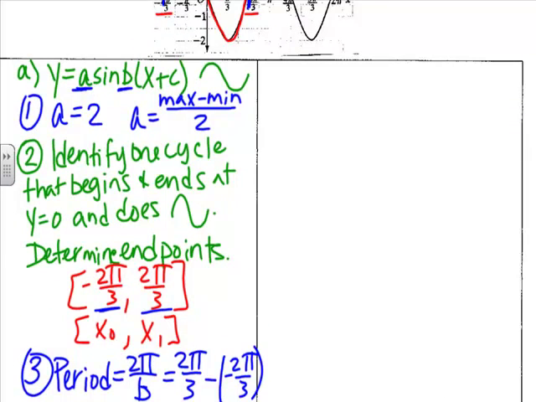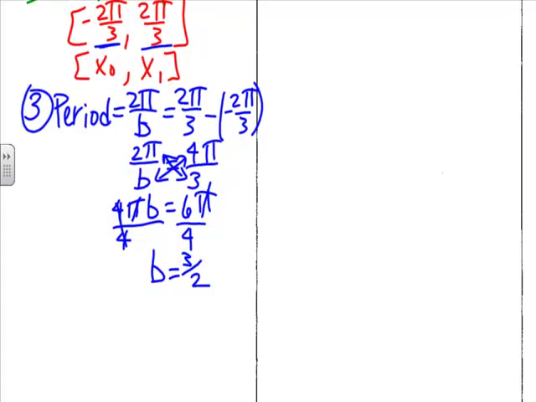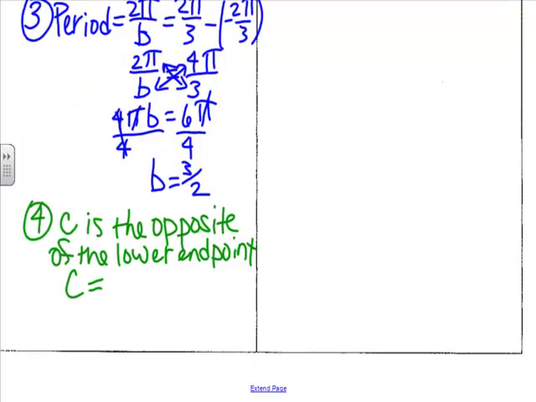We know what A is, now we know what B is, so now we just need to figure out what C is, the phase shift. So, to figure out what C is, C is pretty straightforward. It is the opposite of the lower endpoint. So the lower endpoint would be this x sub 0. So C then is equal to the opposite of x sub 0.